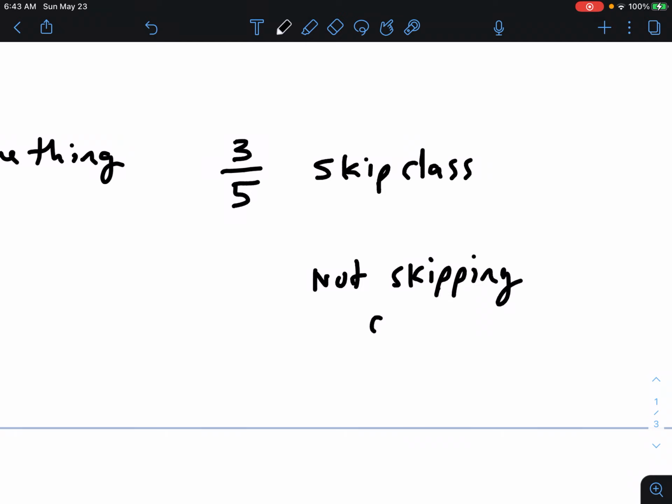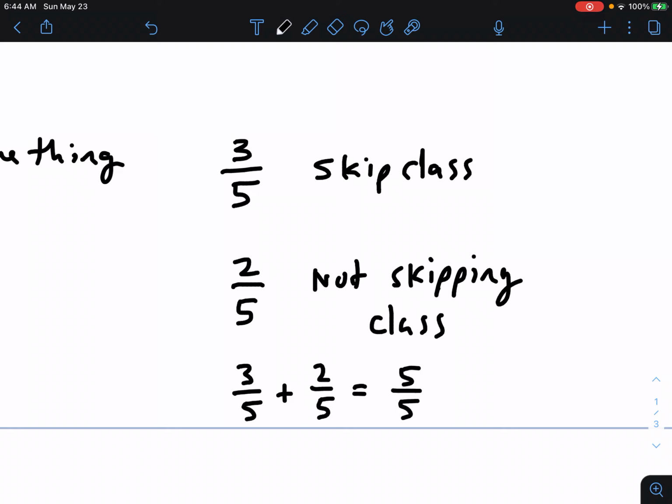Okay, and the probability of not skipping class is the fraction that we have to add to this fraction to make it equal to 1. So the way to think about that is I just have to add something to the numerator that makes it equal to the denominator. So that's going to be a 2, right? Because 3 plus 2 is 5. So the probability of not skipping class is 2 out of 5. The reason is because 3 out of 5 plus 2 out of 5 is 5 out of 5, or 1. So the complement is 2 out of 5.